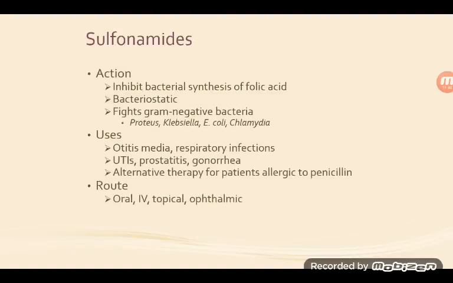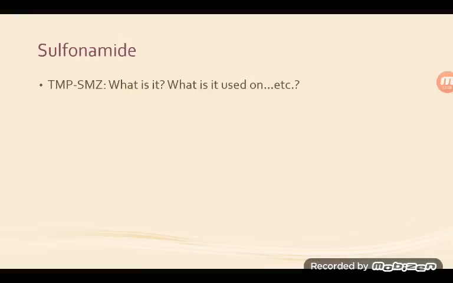Sulfonamides. Sulfonamides inhibit bacterial synthesis of folic acid. They are bacteriostatic. They fight gram-negatives like Proteus, Klebsiella, and Chlamydia, and some E. coli. Their uses are in otitis media and respiratory infections, UTIs, prostatitis, gonorrhea, and as alternative therapy for patients allergic to penicillin. Oral, IV, topical, and ophthalmic routes can be used.